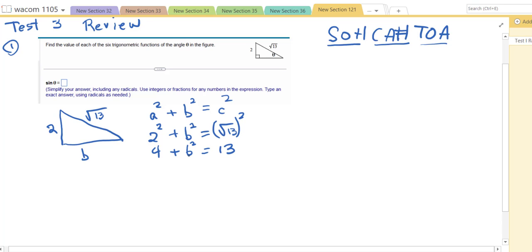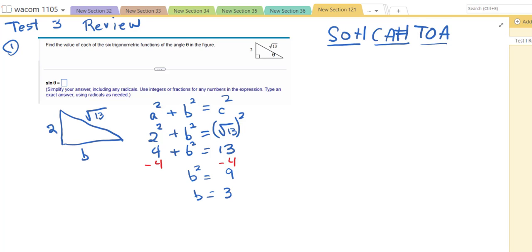Right, you want to isolate your B squared. 13 minus 4 is going to be 9, which is nice because it is a perfect square. So the square root of B squared will just be 3, and it is a length, so it's going to be positive. So B equals 3. And then we can work and get our answers.